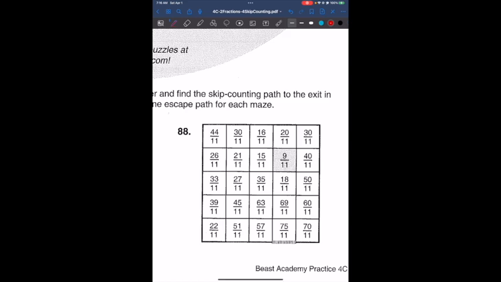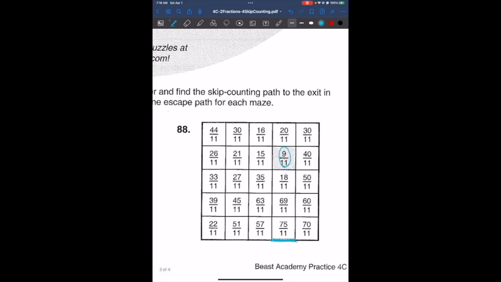Now I have problem 88. We're starting from this shaded 9 over 11, and we're trying to escape to 75 over 11. Again, we have 4 different possible ways of going. But to get to 75, we probably want to go to the left first.